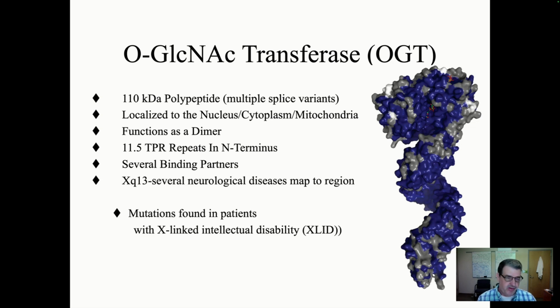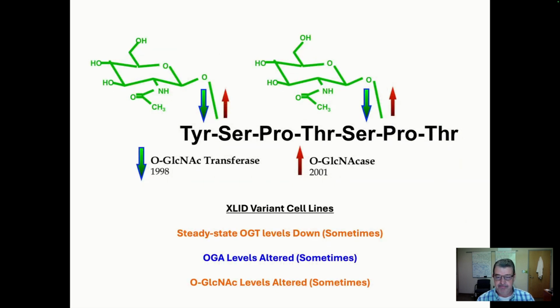And of course, OGT is on the X chromosome, and it was in a region that had already been linked to neurological diseases 20 or 30 years ago, before we actually knew about the X-linked intellectual disability. And of course, mutations are now found in patients with X-linked intellectual disability. Like I said, more than 50 families. I think we're probably approaching 100 patients.